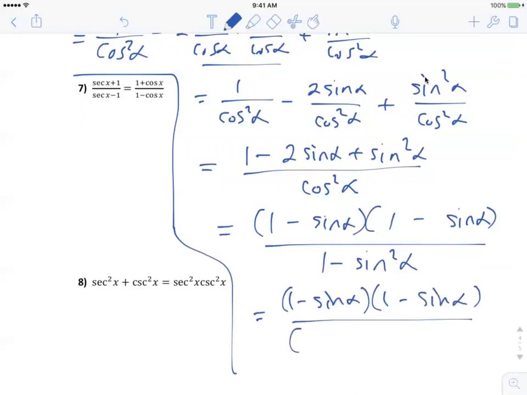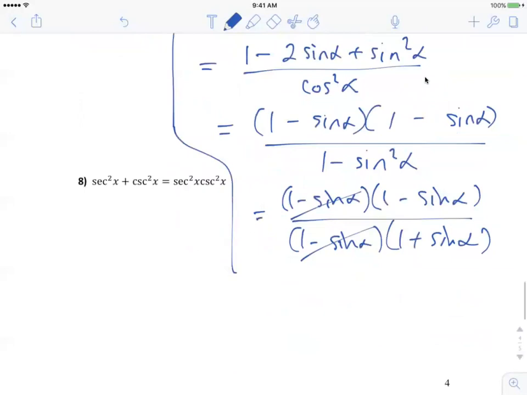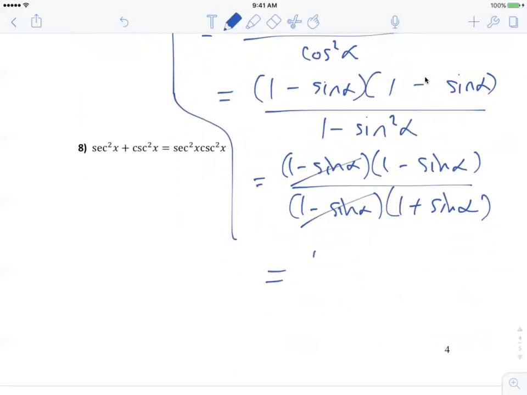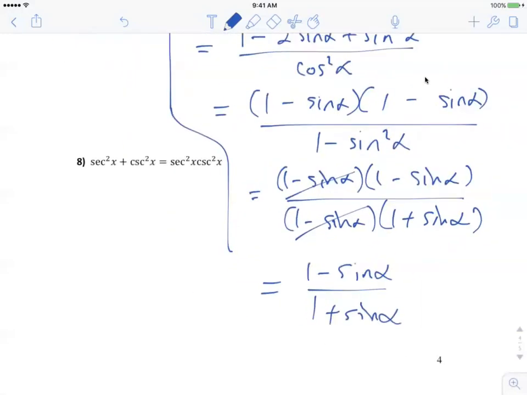So that's going to be 1 minus sine, 1 plus sine. That's that difference of two squares. Right. Factors into that. And then now we can remove a common factor. And we've got our right side, 1 minus sine alpha over 1 plus sine alpha. Okay, so that's how that one works.